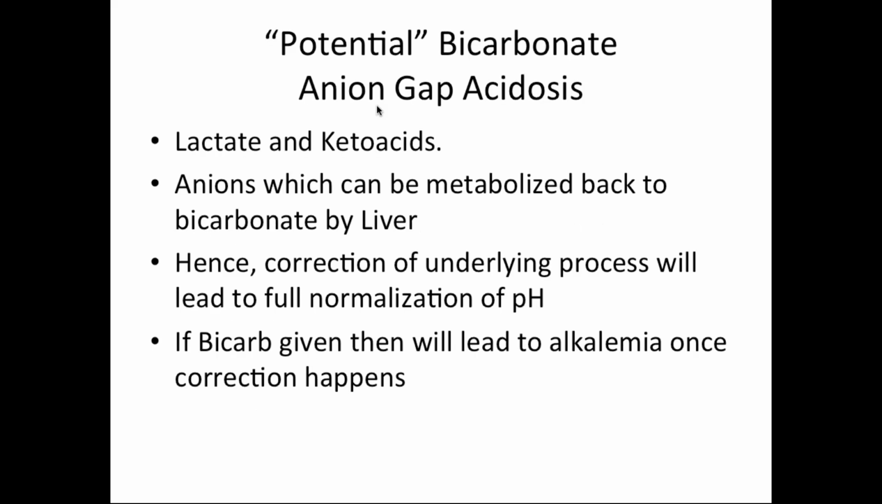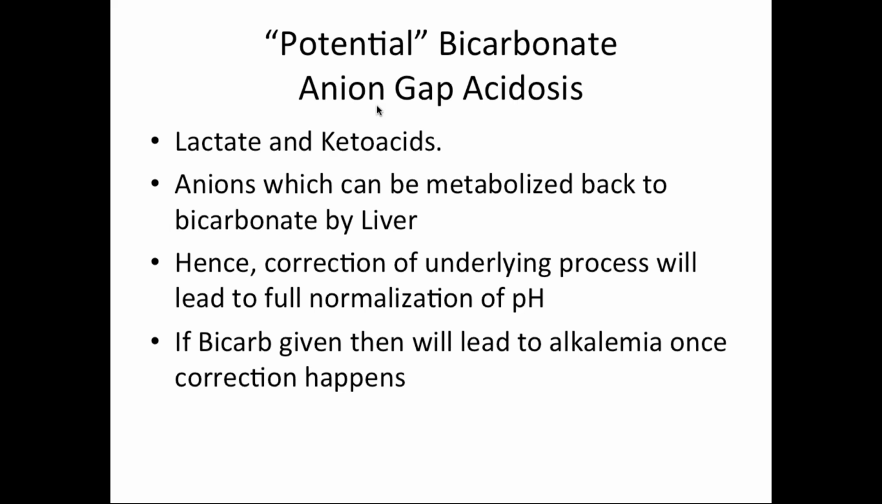So again, going back to the concept of potential bicarbonate. This applies to lactate, L-lactate and ketoacids, in which the lactate or the keto acid can then be metabolized by the liver and generate the bicarbonate. So once you correct the underlying process, it would lead to full normalization of the pH. If we give additional exogenous bicarbonate in these kinds of acidosis, then when the correction happens, it will lead to alkalemia. So if you have someone with lactic acidosis and you correct the hypoperfusion, for example, the lactate will convert back to bicarb. And then if you've given exogenous bicarb as well, the patients will get alkalemic.